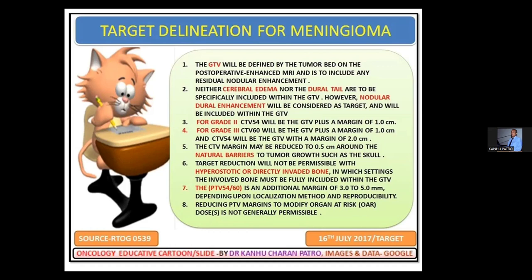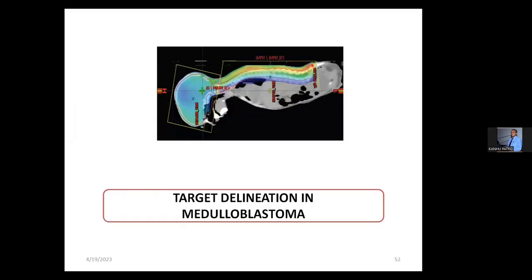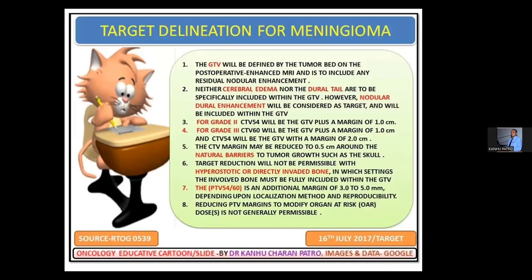For the CTV, you trim it at the ventricles, falx, tentorium; you can go 0.5 centimeter to the other side, and hyperostotic bone or indirectly invaded bone should be included in the GTV. And for the PTV, you can give a 3 to 5 mm margin. Reducing the margins to spare an organ at risk nearby is not generally permissible. This is all I wanted to say about meningioma.